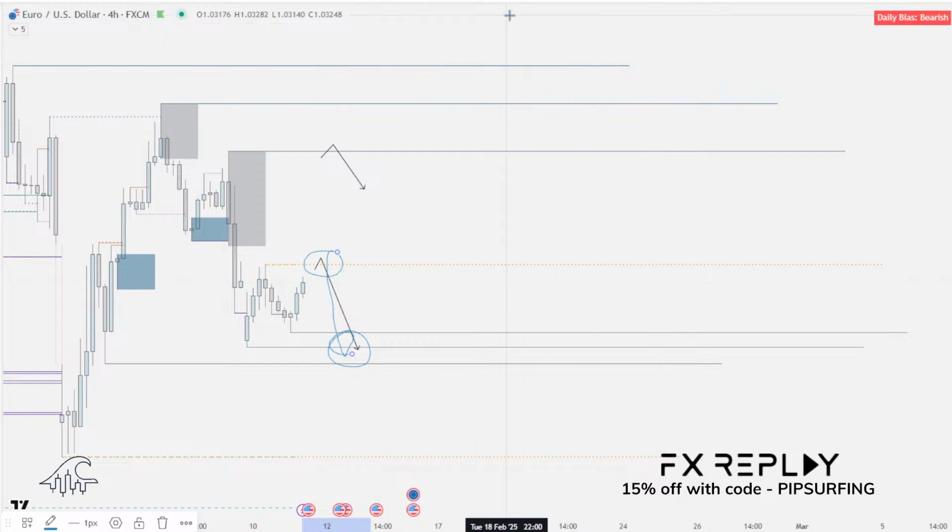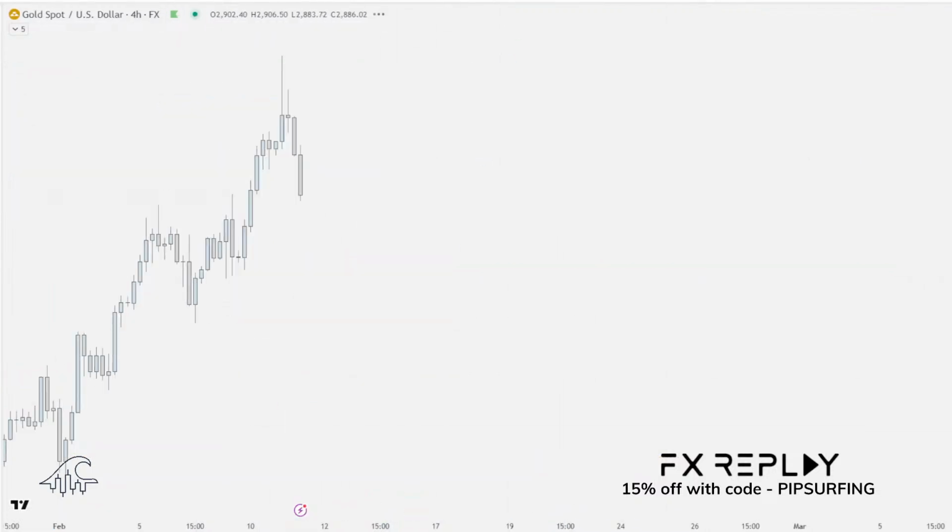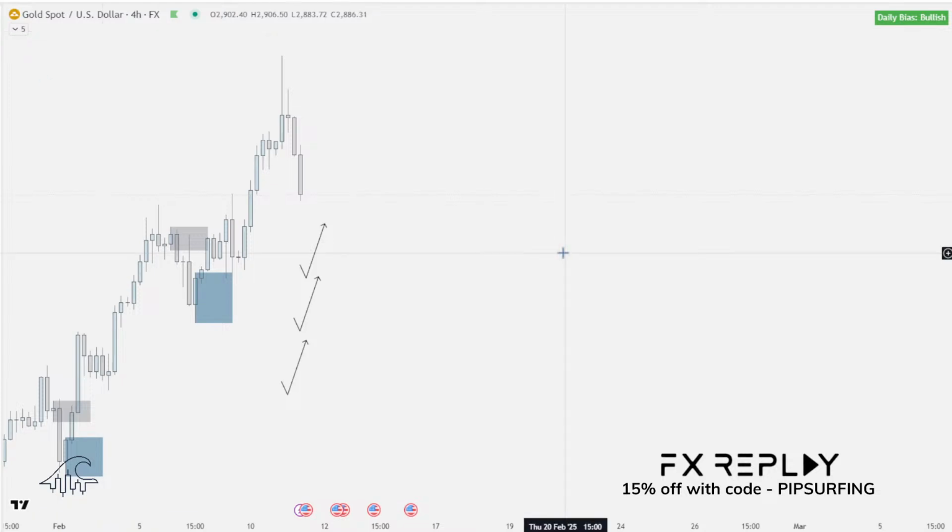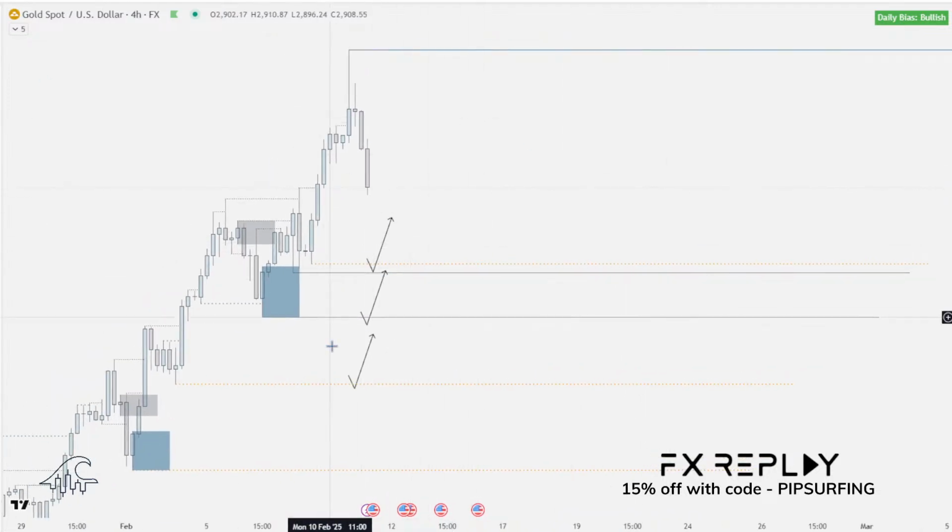The only difference is one of them we're looking to enter at the low, one of them we're looking to target the low. So it's like all bases covered. Gold dropping down a little bit here, but that's fine. We're still just looking at these areas.